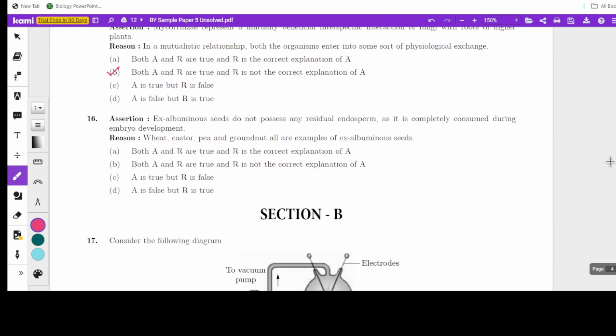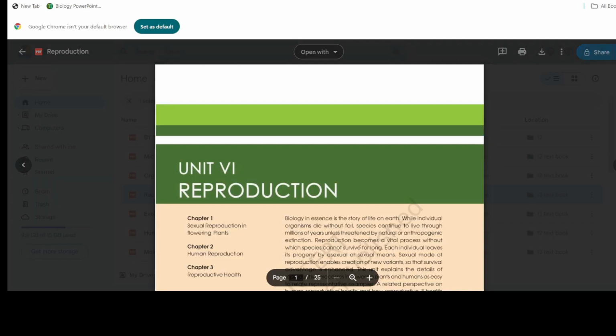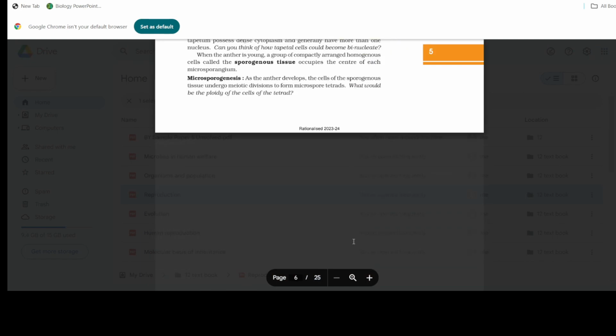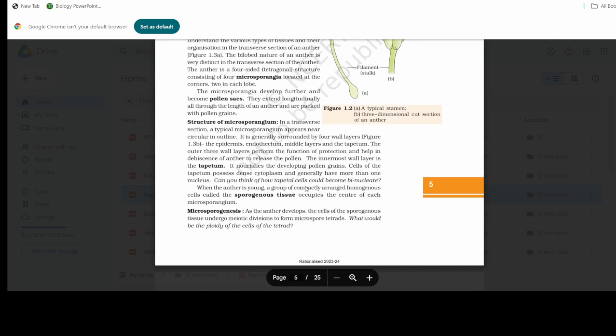Now, non-albuminous seeds do not possess any residual endosperm as it is completely consumed during embryo development. Yeah, that's right. They do not possess any residual endosperm as it is completely consumed. Wheat, castor, pea and groundnut are all examples of non-albuminous seeds. Is this statement true? Let's check the textbook. It comes in the chapter Reproduction in Plants, sexual reproduction in flowering plants. Let's come to this albuminous part.